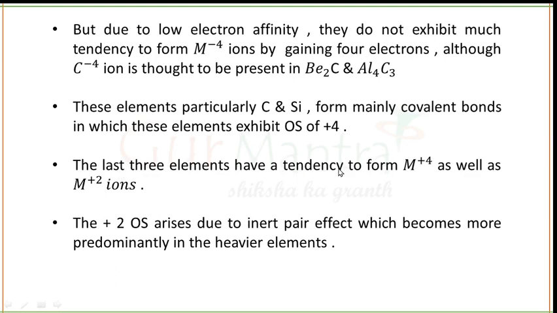The last 3 elements have a tendency to form M+4 as well as M+2 ions. The last 3 elements means except carbon and silicon: the remaining germanium, tin and lead have the tendency to form M+4 ions as well as M+2 ions. The formation of M+2 ions arises due to the inert pair effect. This inert pair effect is the reason that the +2 oxidation state arises in group 14 elements.